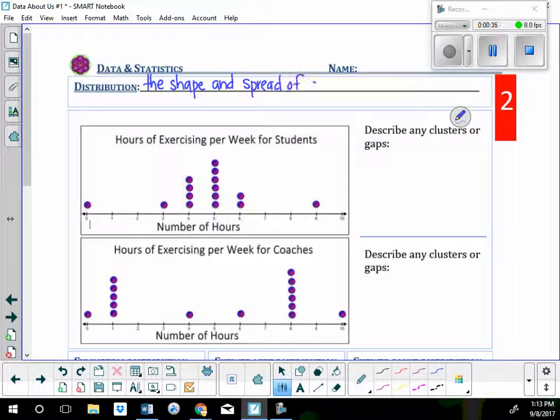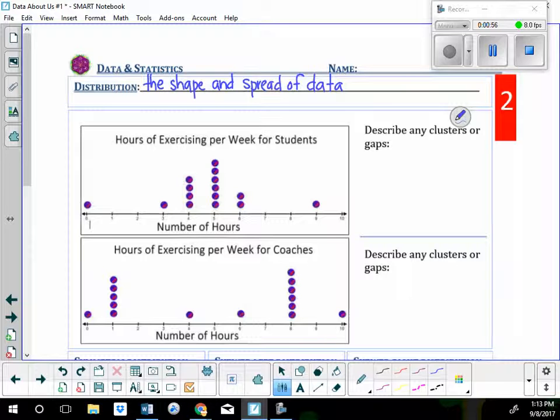Now, some of you on last night's homework said, I wasn't totally sure what this question is asking. Well, I'm going to give you some really great vocabulary words that we can use to describe the shape and spread of data. We're going to start by looking at this line plot right here that is hours of exercise per week for students.